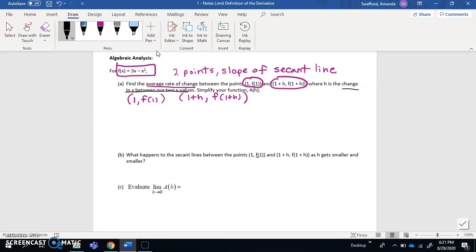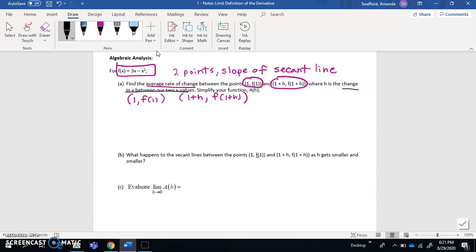That means we want the slope at 1. We want to think about what is that slope at 1. So we're going to pick another point close to 1 that moves over h units, and we're going to find the secant slope between those 2 points.